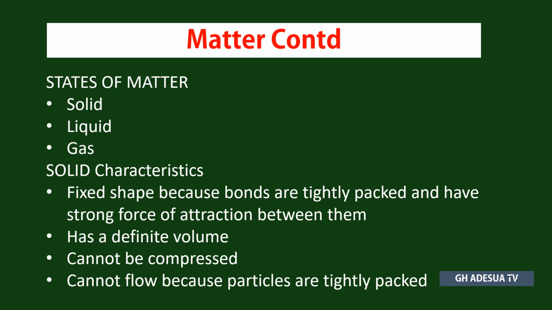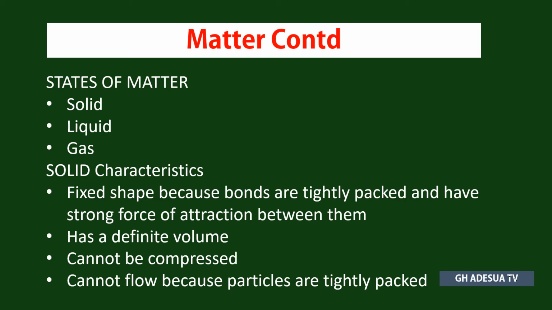Okay, now let's talk about states of matter. Matter can exist as either a solid, liquid, or a gas. We agree that matter is anything that has weight and occupies space or volume. So a solid is matter, liquid is matter, gas is matter. Now these have characteristics. What are the characteristics of these?